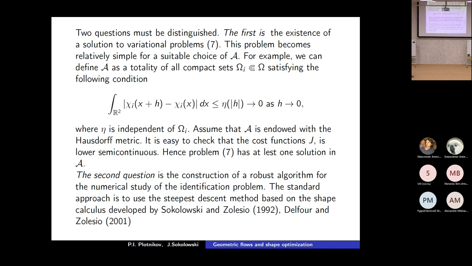It is two lines. The second question, which is more important for the theory, is to develop a more or less robust and efficient algorithm for solving. The numerical algorithm is the main topic of the theory.